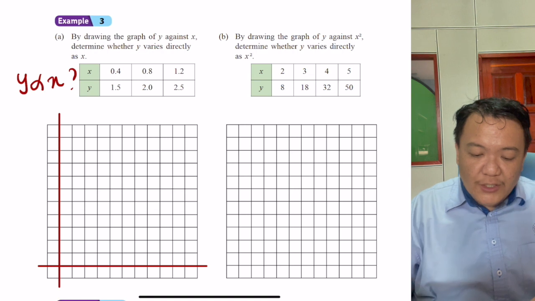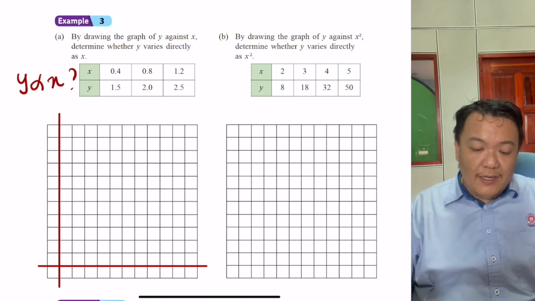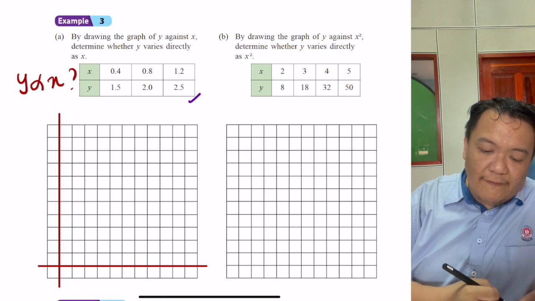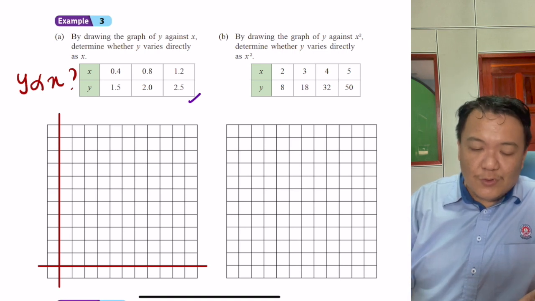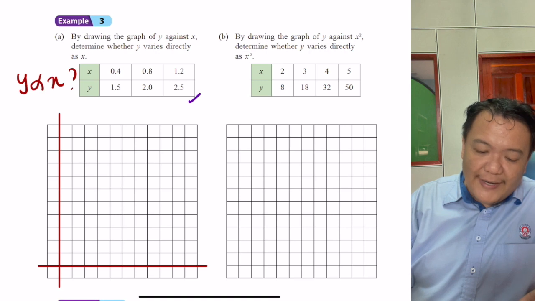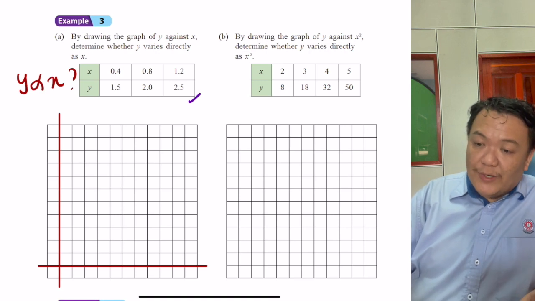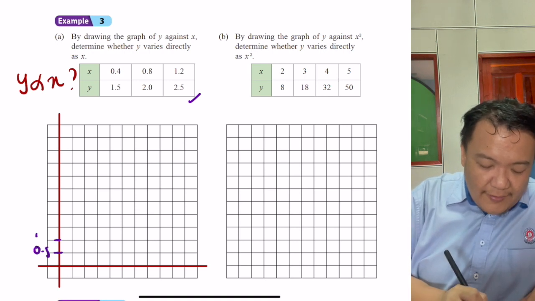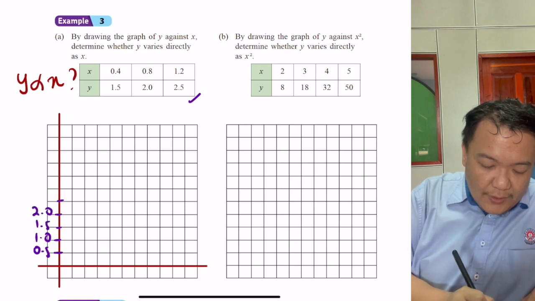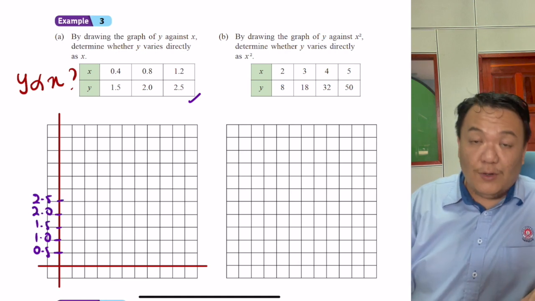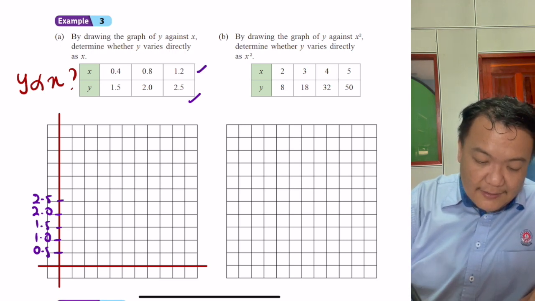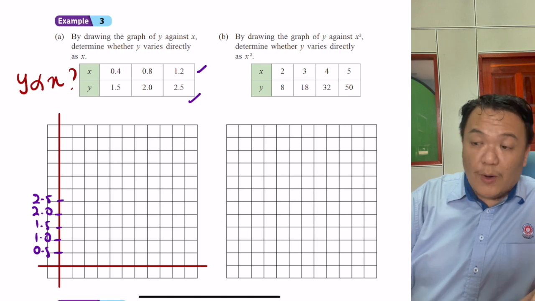Okay, so over here you can use an appropriate scale. You see for y: 1.5, 2.0, 2.5. So what is the appropriate scale? You can use 0.5. For example, over here 0.5, 1.0, 1.5, 2.0, 2.5. Next, x: 0.4, 0.8, 1.2.